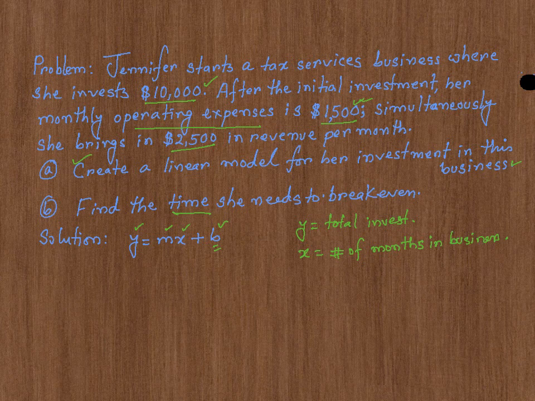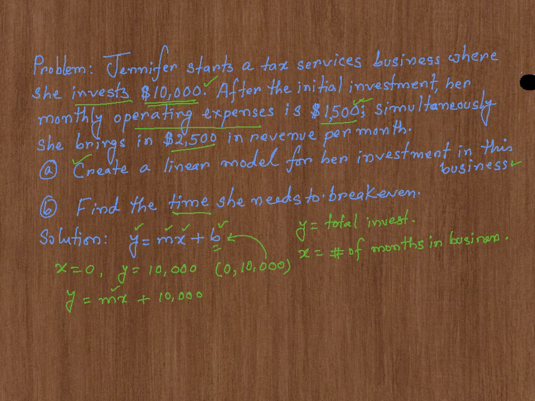Now note that if x is equal to 0, that means she just started the business. At that point, what is her y? Her y is going to be $10,000 because she invested initially $10,000. See, her initial investment was $10,000. So x is equal to 0, y is equal to 10,000. So this point (0, 10,000) is actually the y-intercept, or b. So we've got y = mx + 10,000.